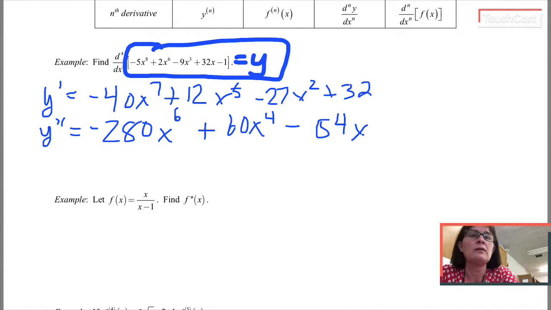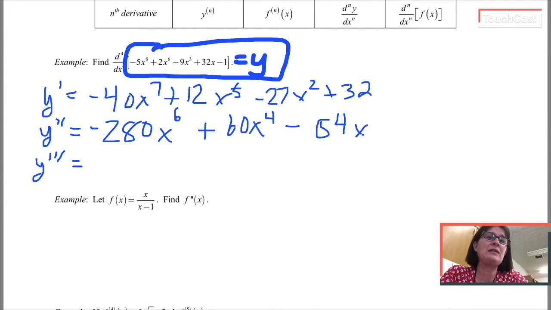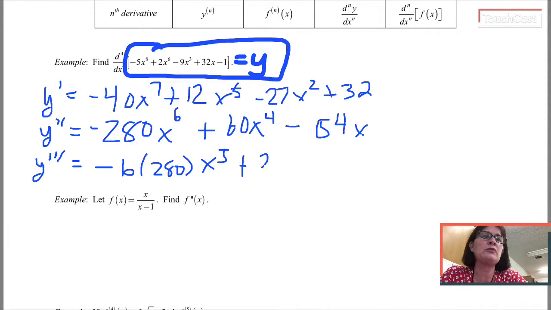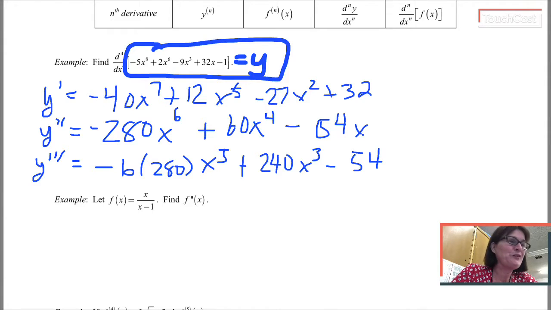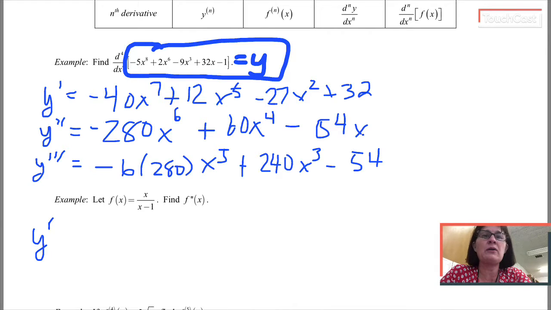second derivative. My y triple prime, or the third derivative, okay, that's going to be negative 6 times 280 x to the 5th plus 240 x cubed minus 54. You can use your calculator to do that, multiplying 6 times 280. So the fourth derivative I would call, that's a y with a 4 up in there, and it's not really an exponent, so I put it in parentheses to show that it means a little something different.